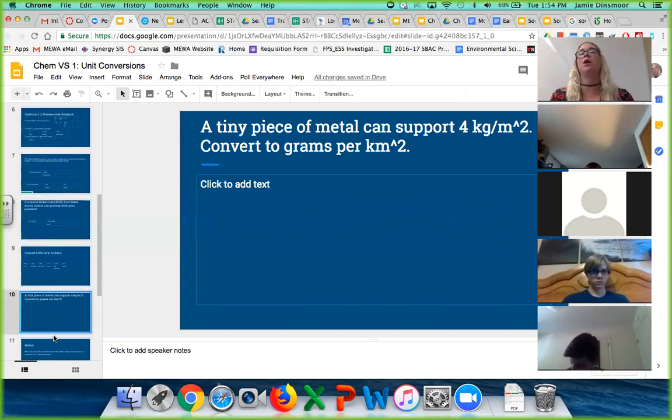Okay, so our next one is going to introduce another concept here, which is a squared unit. Does everybody know what that little caret means? I hope so. It's representing that that's an exponent. You can, of course, write a real superscript and have it look like a real exponent, but I find that really time consuming, so I usually do the caret. So in this case, we're saying a tiny piece of metal can support 4 kilograms per meter squared. Convert to grams per kilometer squared.